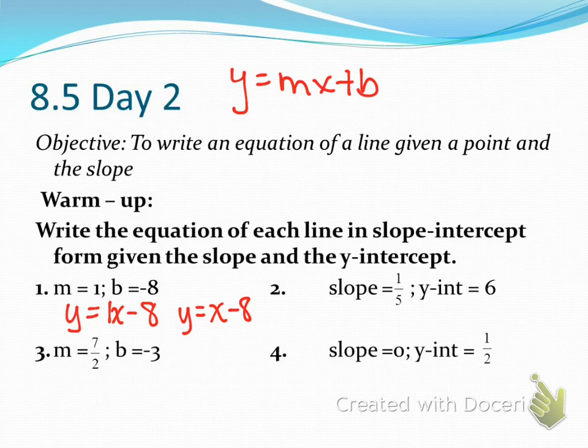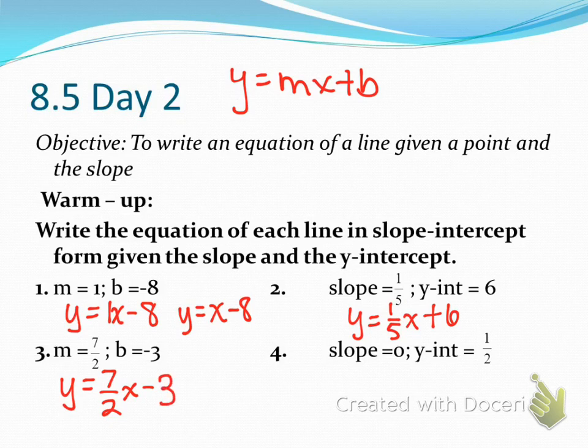Volunteers for number 2. Tariana? y equals 1/5 x plus 6. Very good. Number 3, Ellie? y equals 7 over 2 x minus 3. Very good. And number 4, Jamal? y equals 1/2. Very good.